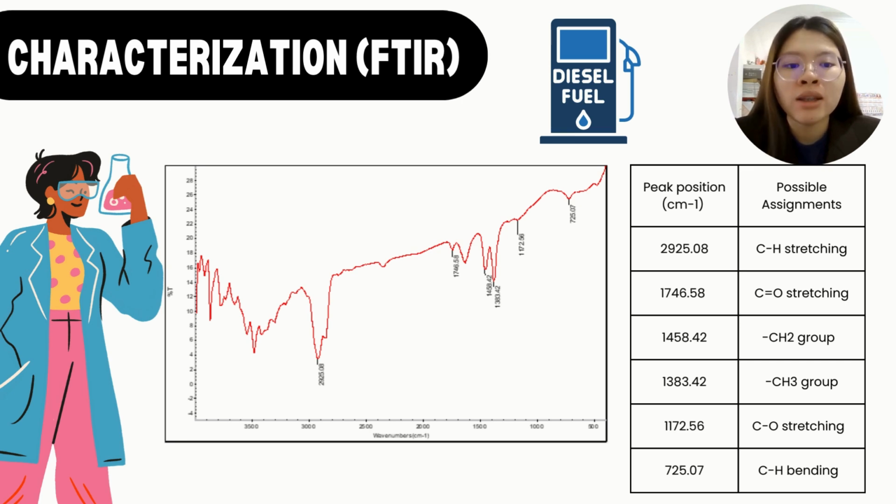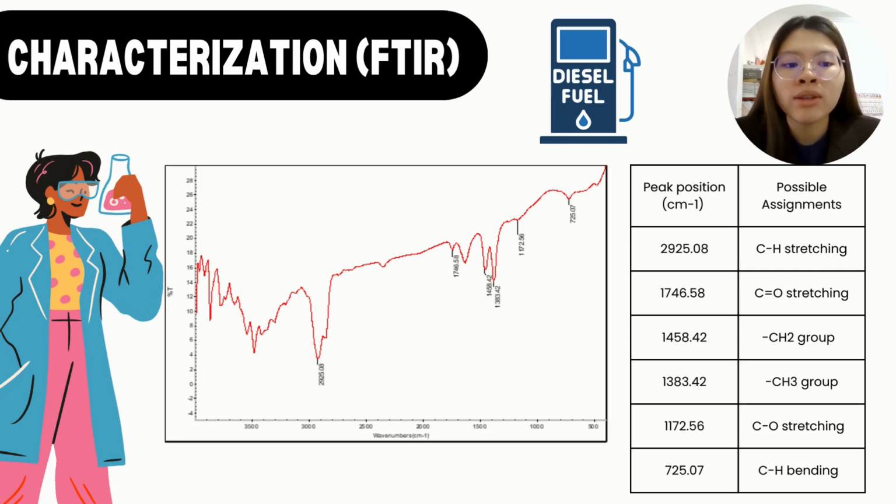1746.58 per cm discloses the presence of C=O stretching vibration found in carbonyl groups, which could reveal the existence of esters or other substances that contain oxygen. Besides, the peaks at 1458.42 per cm and 1383.42 per cm confirm the bending vibration of the CH2 and CH3 groups.